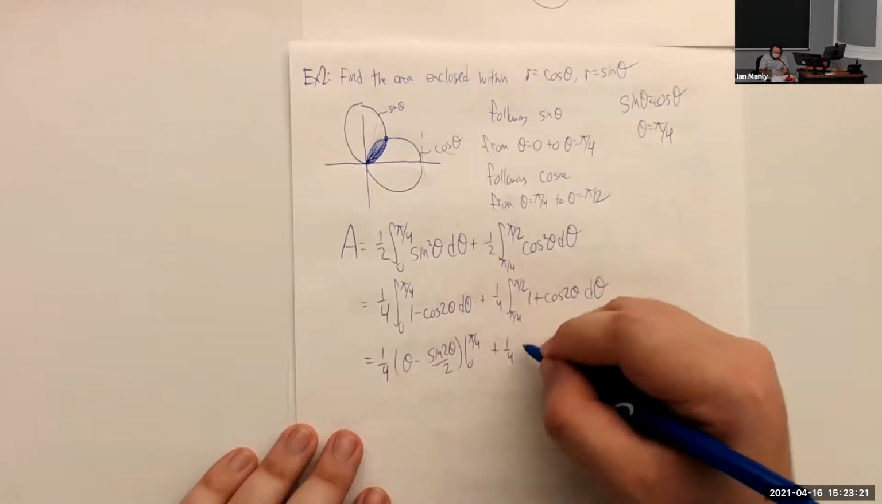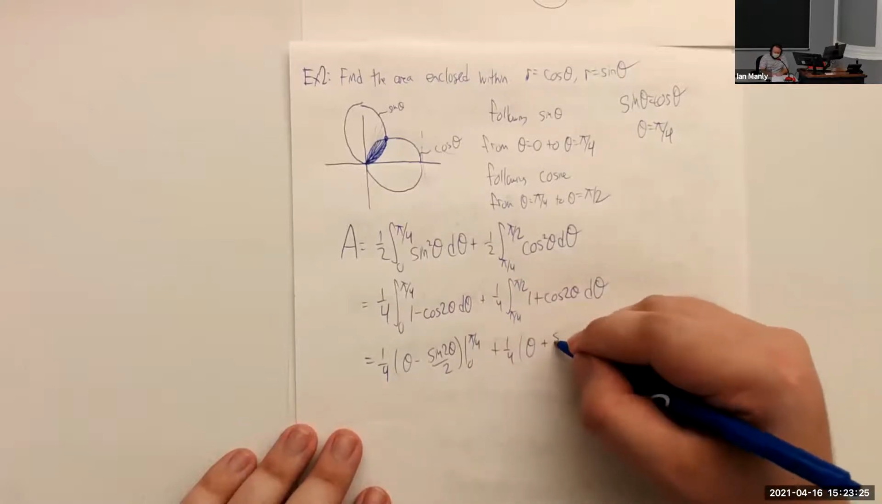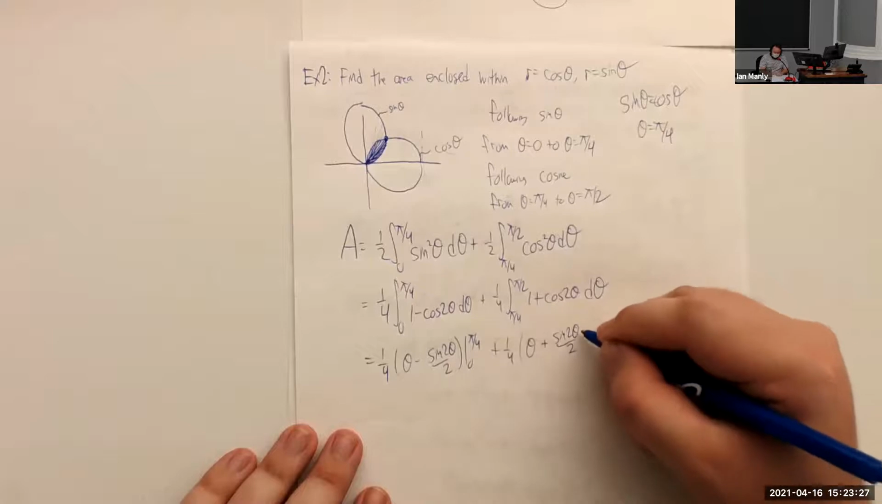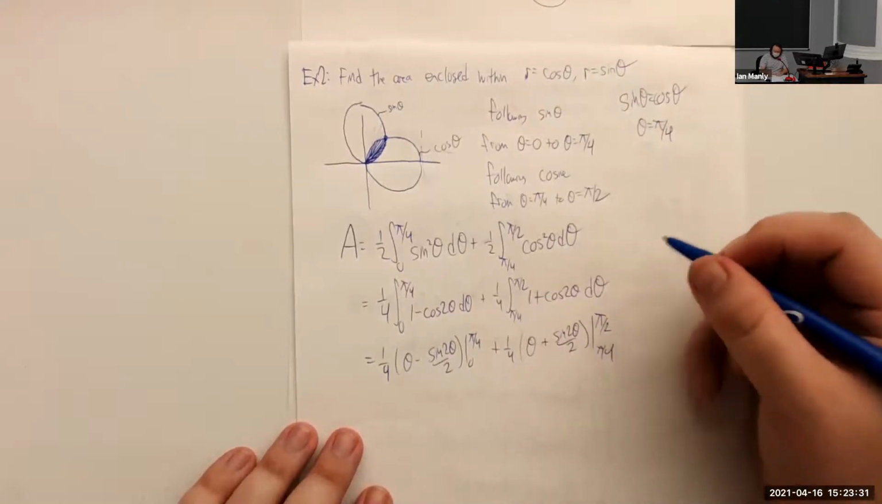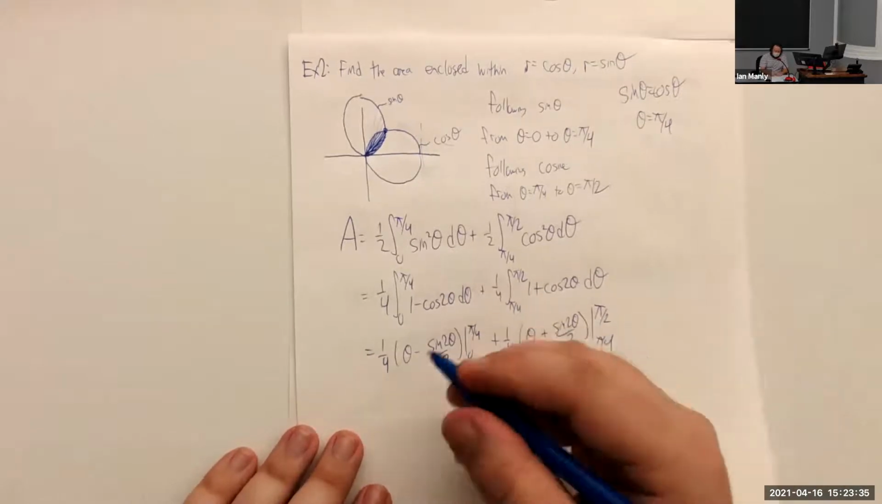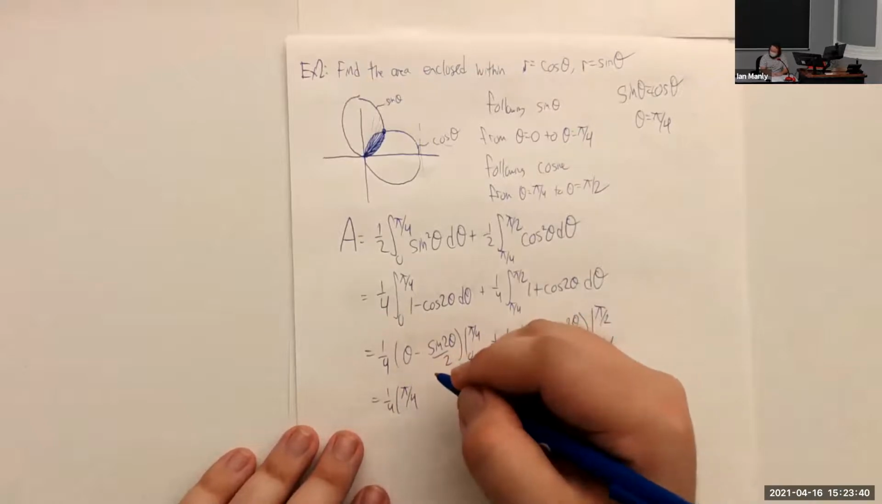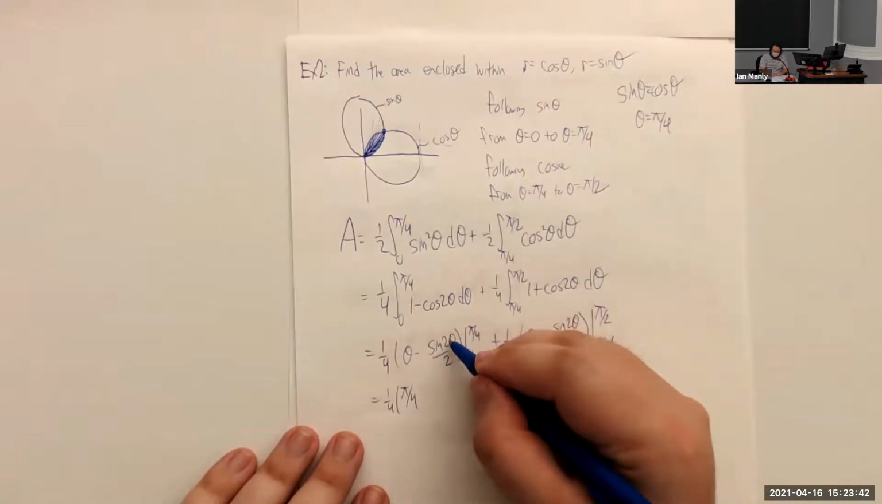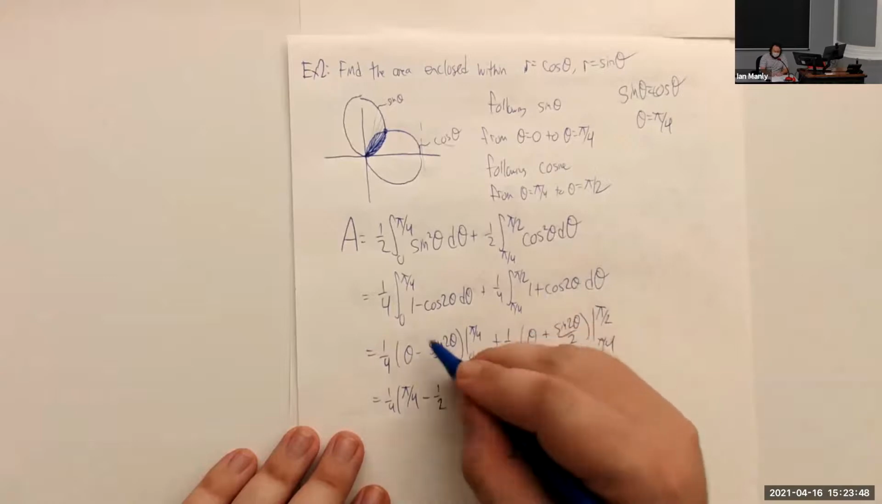And then we have theta plus sine of 2 theta over 2. All right, let's plug in our numbers now. So I plug in pi over 4 and get pi over 4 right here. I plug pi over 4 into here. Sine of pi halves is 1. So I have minus 1/2. I plug 0 in for either of these and I get 0.